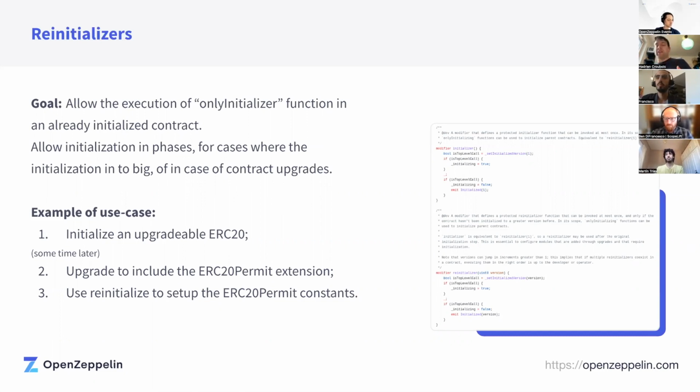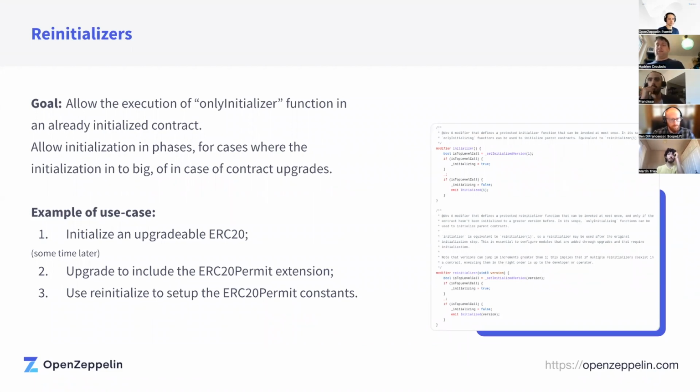This is really effective for a lot of designs, but it also has its limitations. Usually, let's say you deploy an ERC20, you initialize it, you're happy with it, but then you want to upgrade it. You want to add the ERC20 permit extension that you forgot to put in the first iteration of the contract. That's great because that's what upgrades are for.